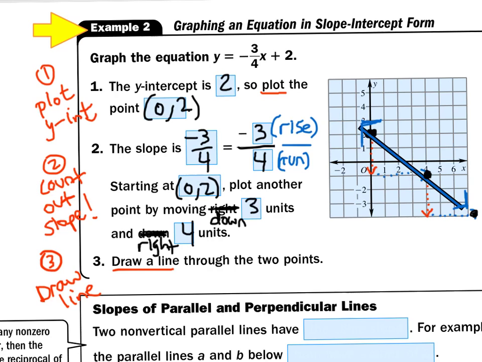And now we just keep going as many times as we can. So from this new point, I'm going to drop 3, 1, 2, 3, and I'm going to run forward 4, 1, 2, 3, 4, and I put another point. And once I have points, I just use my straight edge and I draw this line, okay? And so the answer, remember, is the line.